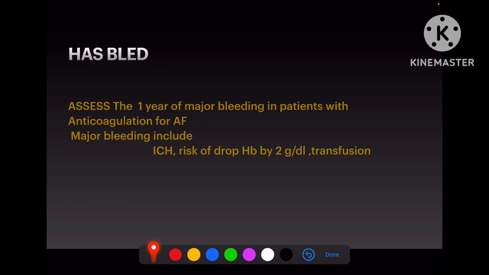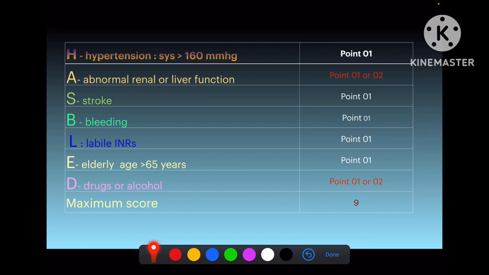So the HAS-BLED scoring system is a mnemonic, a bunch of letters, and each letter represents a different component. So H stands for hypertension. Here, if your patient's systolic blood pressure is more than 160, you have to allocate 1 point for that particular comorbidity.